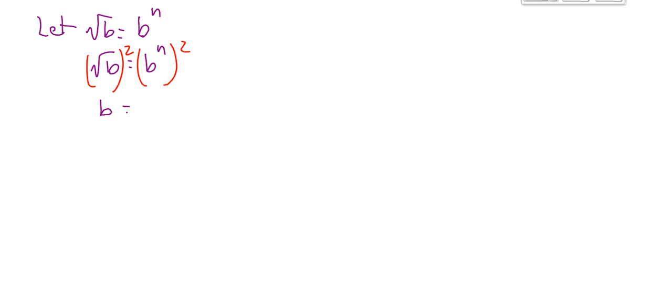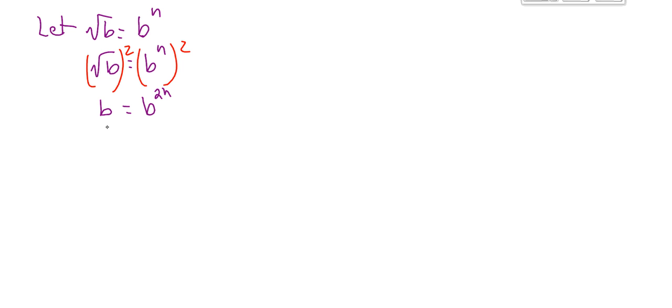So if we let the square root of b equal b to some power, the nth, we want to get this b alone, so we want to get rid of that radical. So we're going to square both sides. So I'm going to take the square root of b equals b to the n, and square both sides. Then the square root of b squared on the left is just b, and I can rewrite the right as b to the 2n.